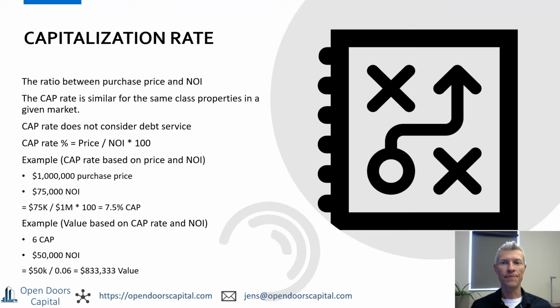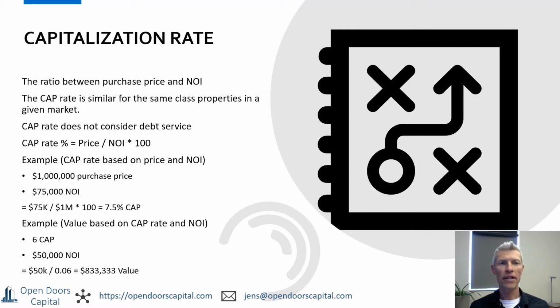The other measurement we have is the capitalization rate. It's basically a ratio on the purchase price and the net operating income. And a cap rate is similar for the same class property in a given market. And it's just a way to compare two properties. If property A has a cap rate of 7 and property B has a cap rate of 8, you know that as a buyer, it's better to buy the one with a higher cap rate. We also need to consider that cap rate does not consider debt service.